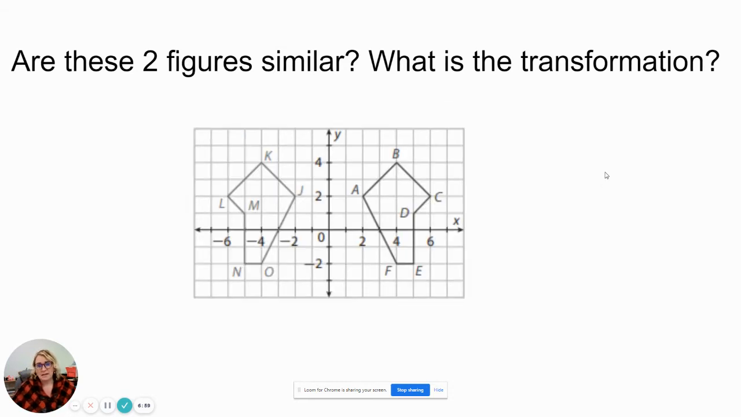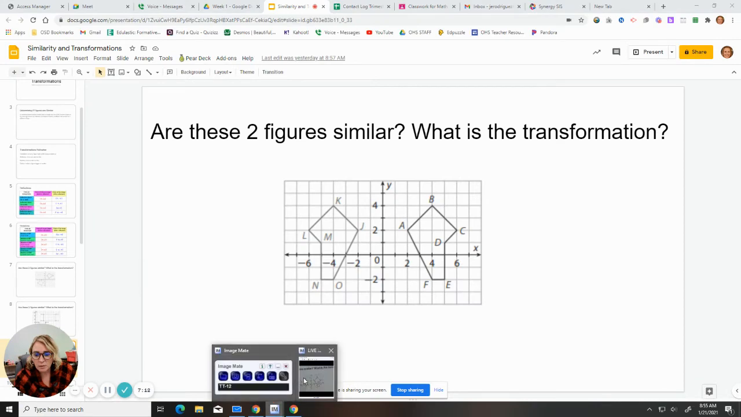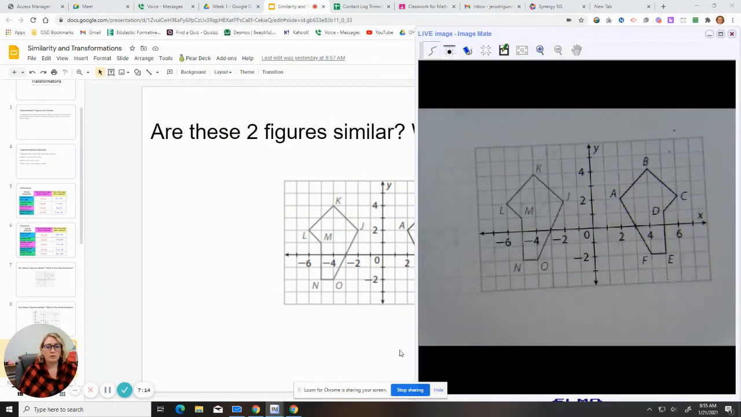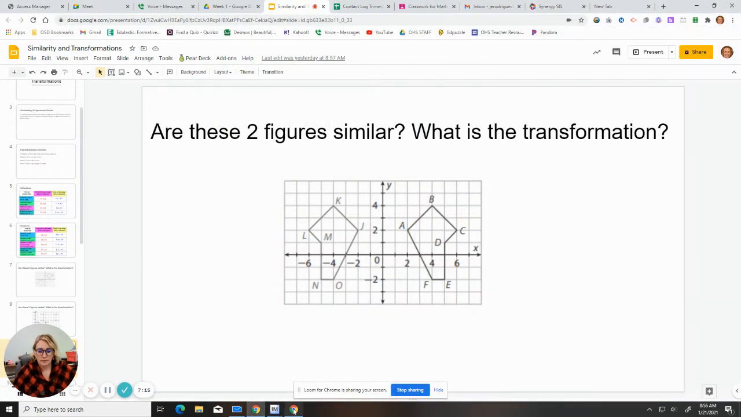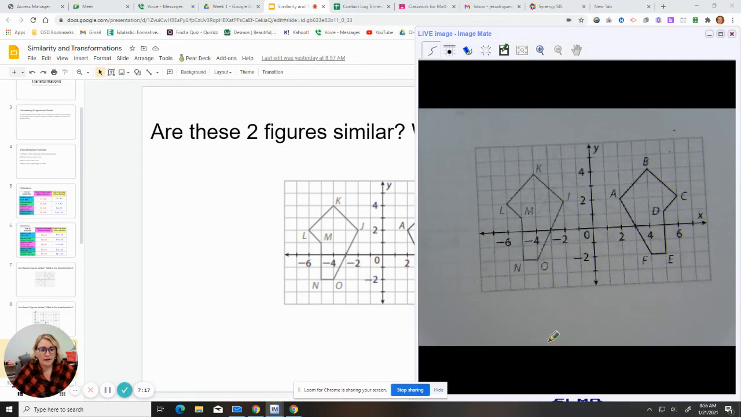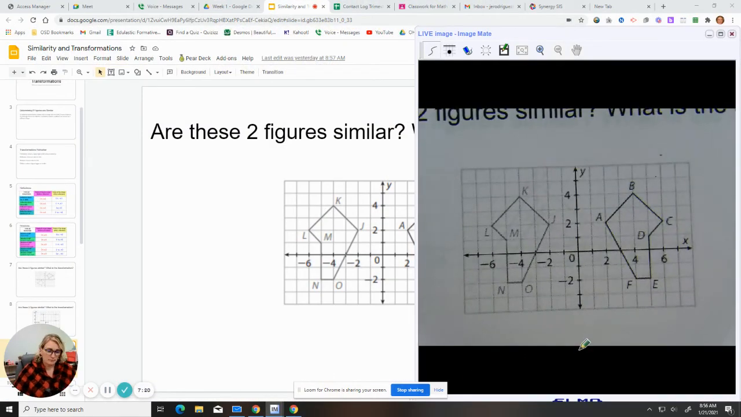All right, what about these two? Are these two figures similar? Hopefully you would say yes. And again, I am going to pull up this other one. So, okay, hopefully you would notice that these two figures are the same.